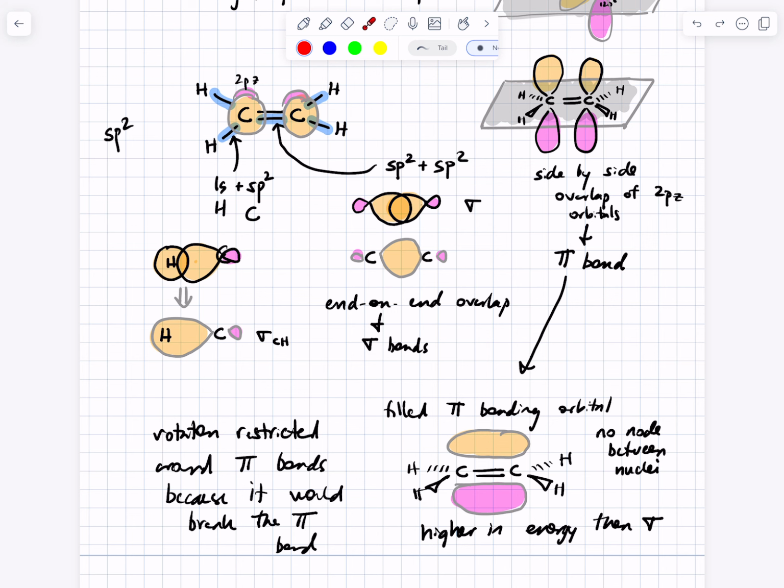The pi bond sandwiches that space between the two nuclei. It's not directly in between. It's further removed, and so it's higher in energy.